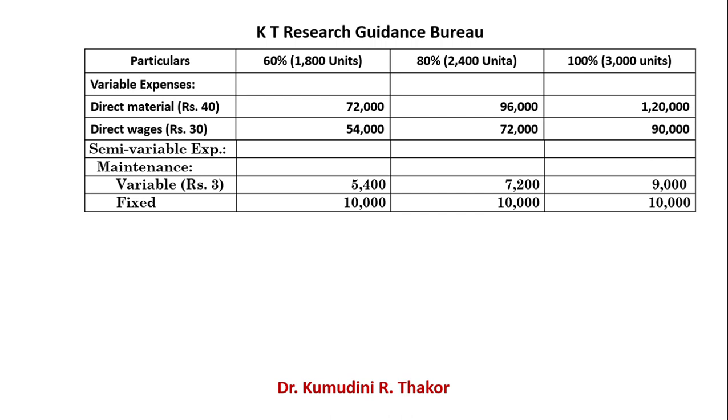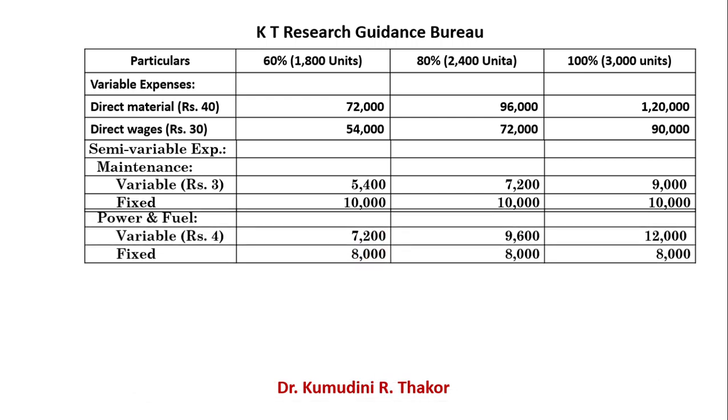Semi-variable expenses, among them, maintenance first, 3 rupees variable: 60%, 1800 into 3, 80%, 2400 into 3, and 100%, 3000 into 3, equal to 5400, 7200 and 9000, and fixed will remain fixed. Same way power and fuel. It is easy, so no need to explain in detail.